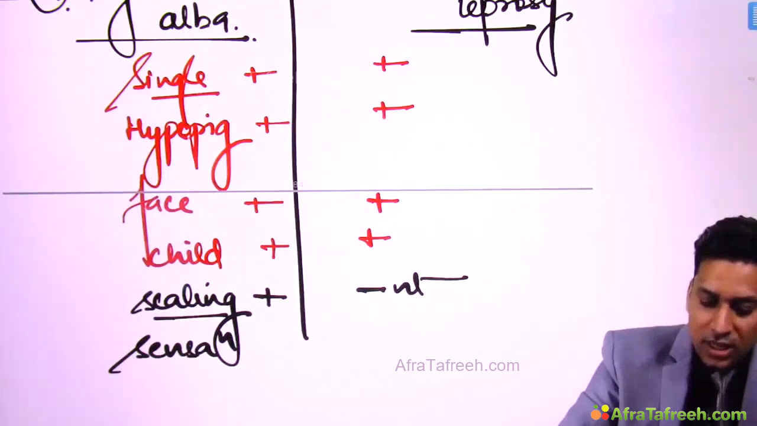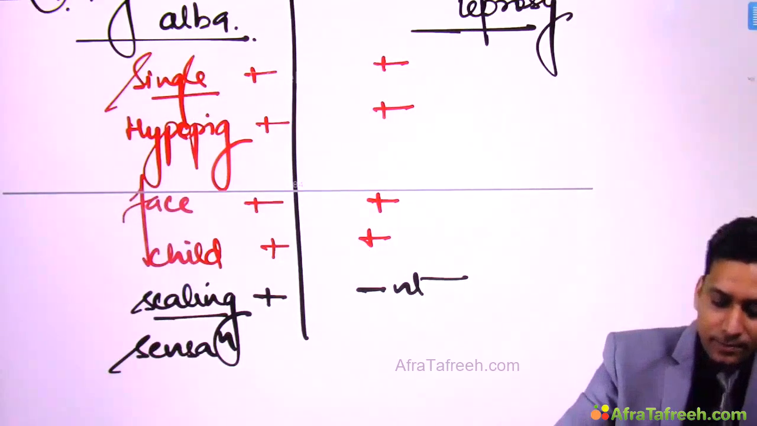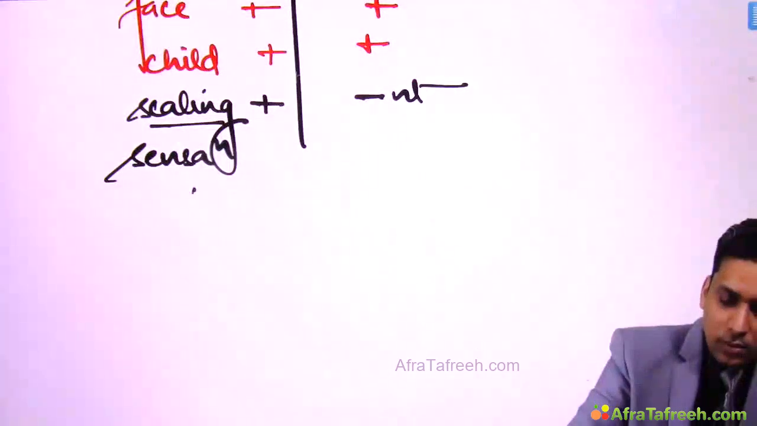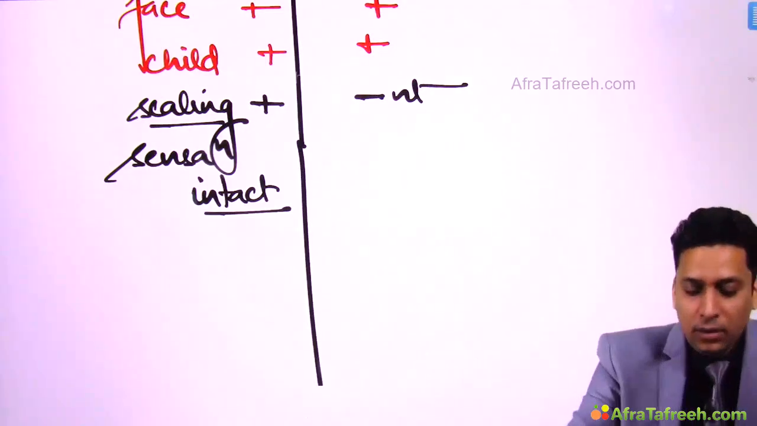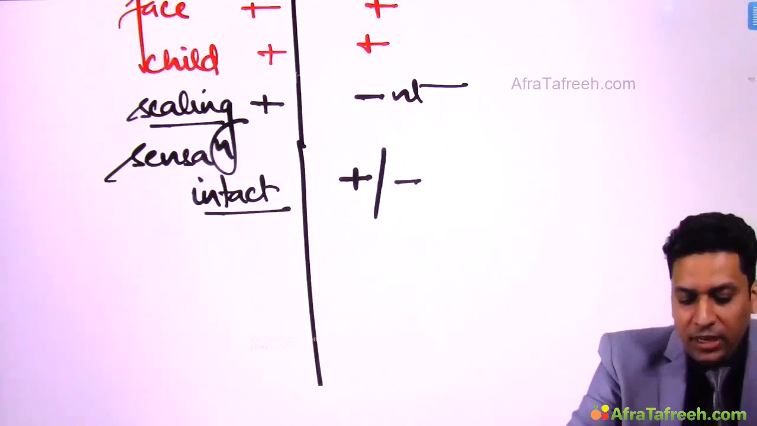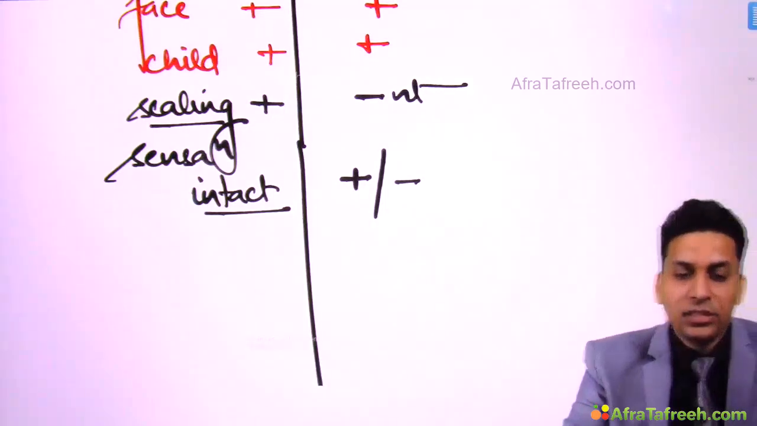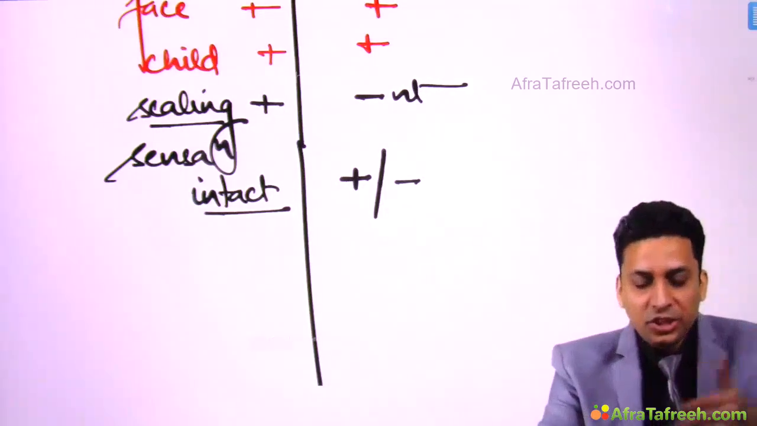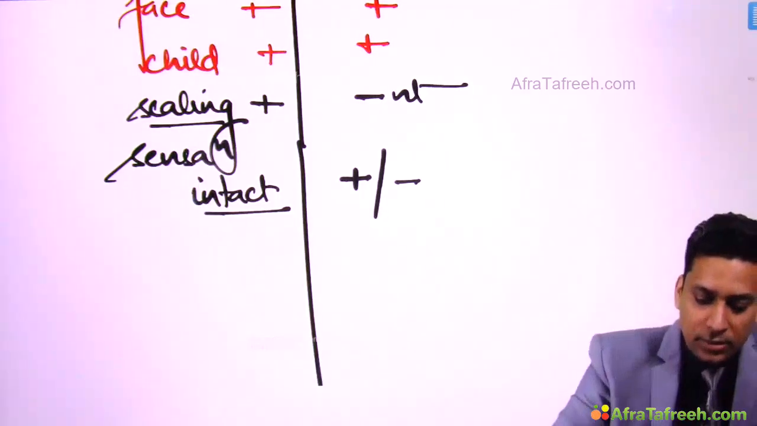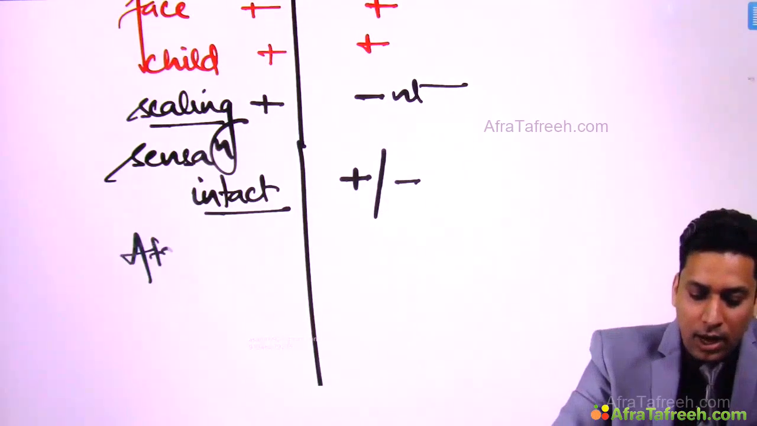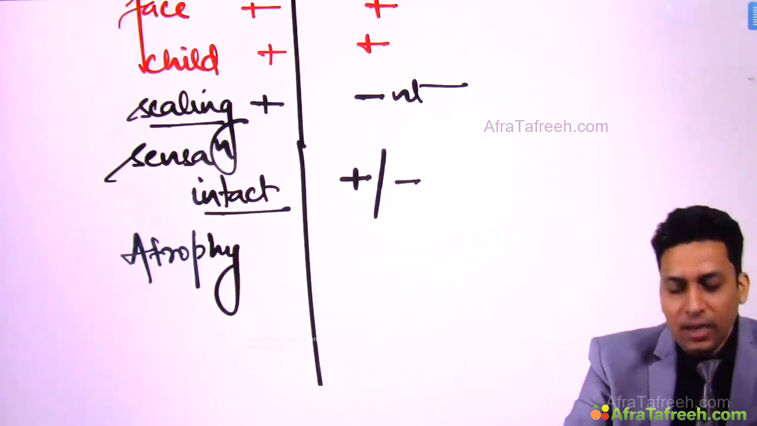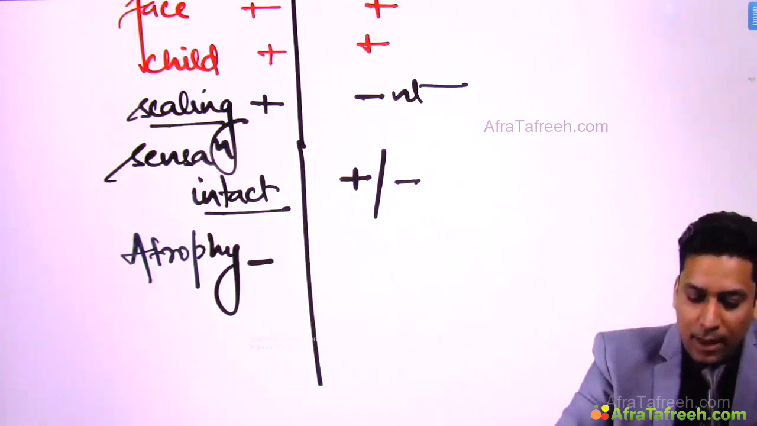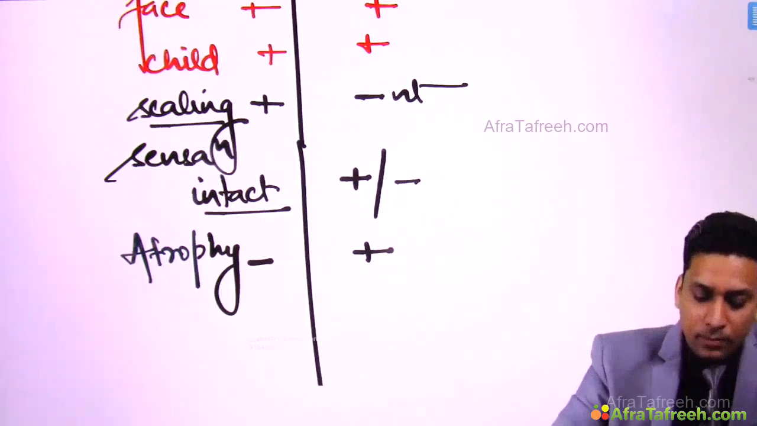Sensation is intact in pityriasis alba. It is plus minus in indeterminate leprosy, it might be intact or it might be lost, because this is the indeterminate form of leprosy, initial leprosy. So plus minus. Atrophy: if there is atrophy over the lesions, it is probably leprosy. So atrophy is absent in alba, and present in leprosy.